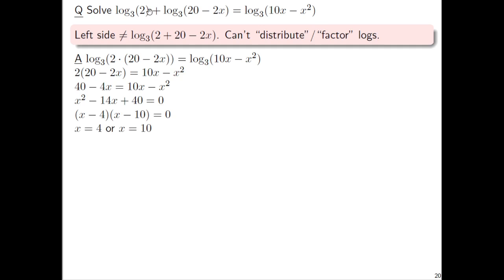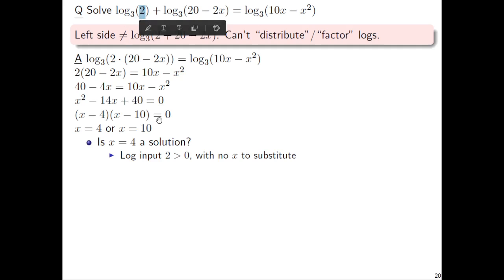Now, the original equation had logs, so we need to check if 4 is a solution or not, and if 10 is a solution or not. So is x equal to 4 a solution? Well, we need to check the inputs to the logs, and there are 3 logs in the beginning. There's log base 3 of 2, there's log base 3 of 20 minus 2x, and there's also log base 3 of 10x minus x squared. So the first log input is just the number 2. Is that positive? Yeah. You don't have to substitute for x, there's no x to substitute there. Fine, so 2 is positive.